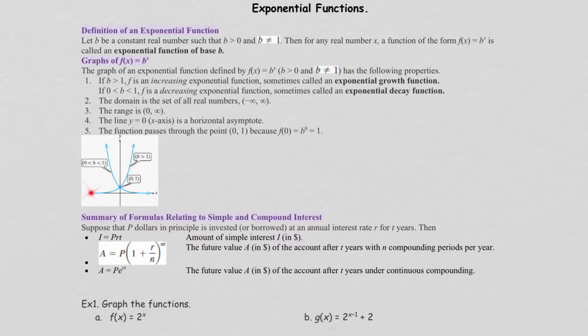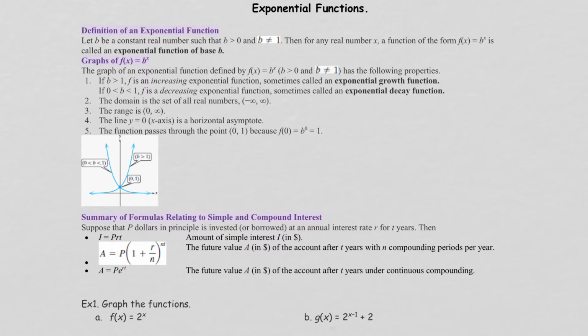If b is positive, and b is between 0 and 1, this is going to be the standard shape, where you will see that it goes through the y-intercept 1. Your domain is going to be negative infinity to positive infinity, and the range is going to be 0 and up. It will never touch the x-axis at 0, but it will go close to it. We can see all that information better from the example.